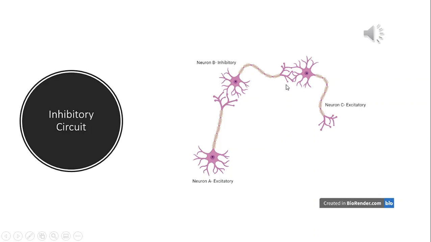The second circuit of neurons we'll look at today is an inhibitory circuit. Just like the excitatory circuit, the first and third neurons send excitatory potentials. However, in this circuit, the second neuron sends inhibitory potentials, which prevent action potentials from being generated.